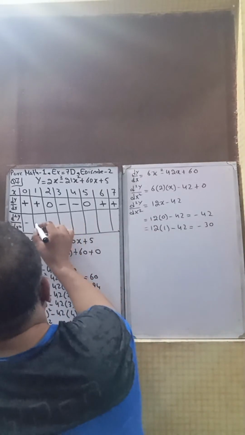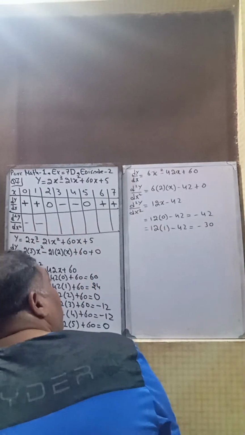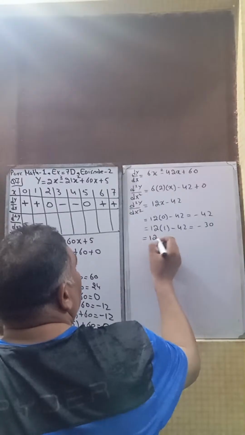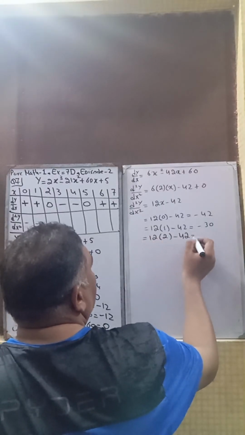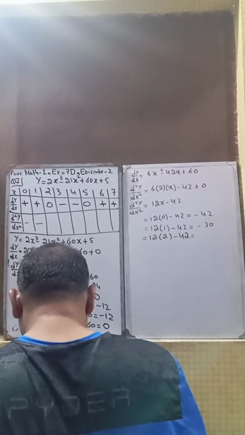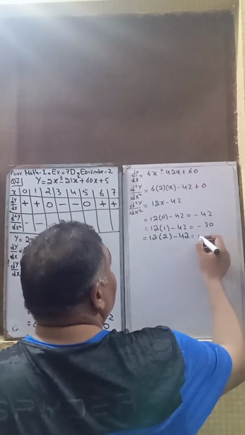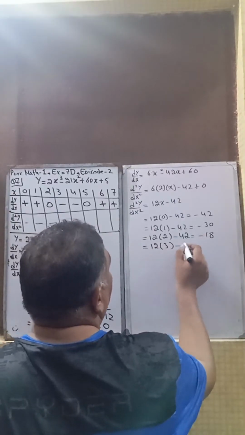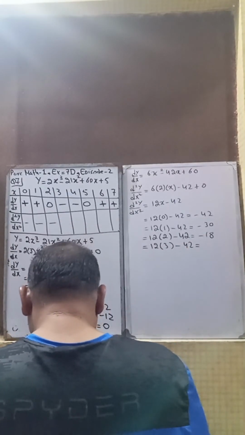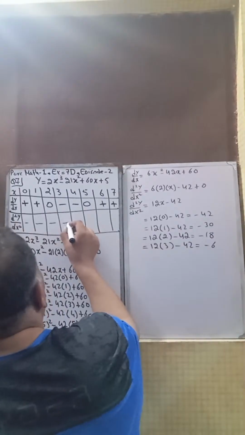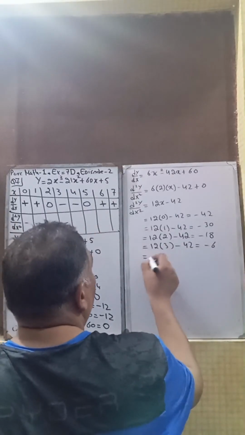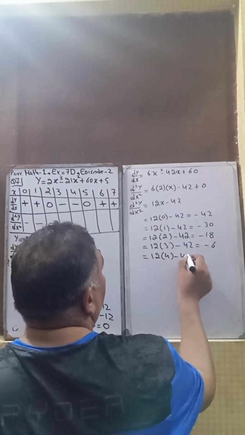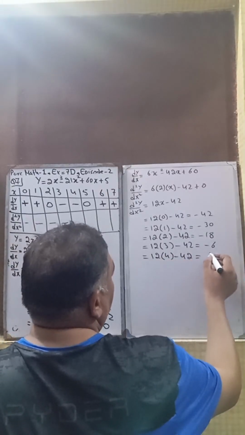So this answer is also negative. And then I'm going to do 12 into 2 minus 42 equals to, so this is 24 minus 42, and that is equal to minus 18. So this is still negative. Okay. Then I'm going to replace x with 3: 12 into 3 minus 42, and let's see. So this is 36 minus 42, and this is minus 6. So the answer is negative. Okay, then I am going to do 12 into 4 minus 42. That's 48 minus 42, that is positive 6.